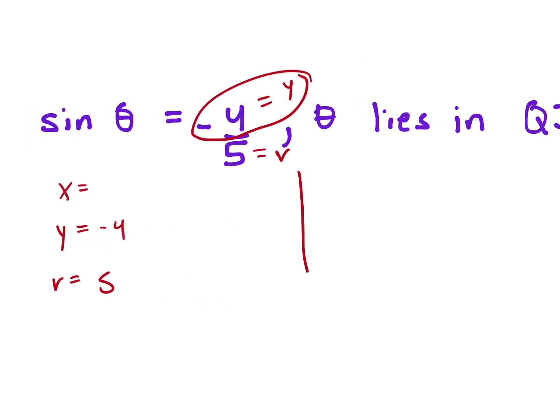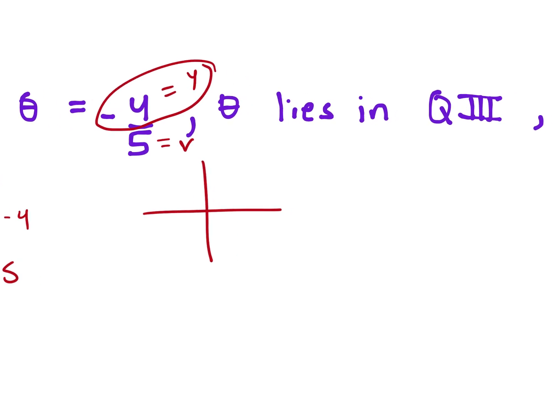So I have a coordinate plane here. I'm in quadrant 3. So the third quadrant over here. Y is negative 4. R is 5. How do I find x?